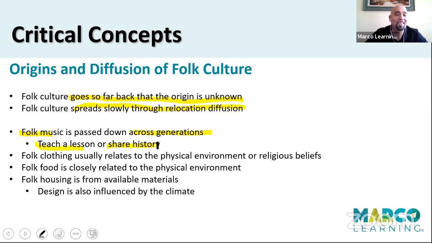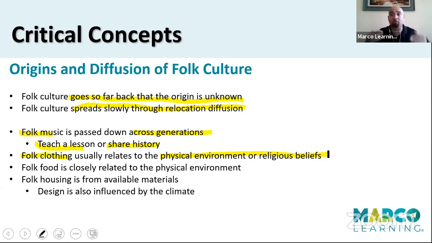All right, next, folk clothing. Folk clothing usually relates to the physical environment or religious beliefs. In places where it's really hot, they're going to wear clothes that are a bit more airy, in lighter colors, things that don't draw in the heat. Also relating to religious beliefs, some religions are very conservative and have beliefs about what women should or shouldn't wear. Basically, they're going to be very modestly dressed or fully covered up. We're going to look at a couple of pictures to depict this in a minute.